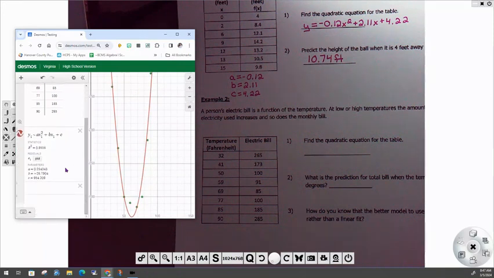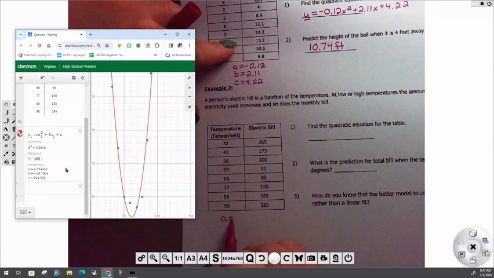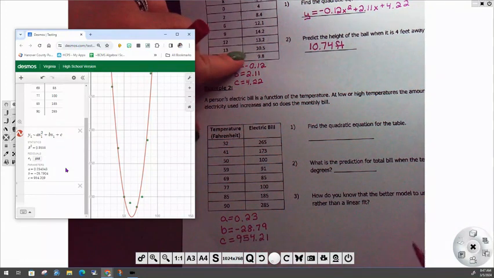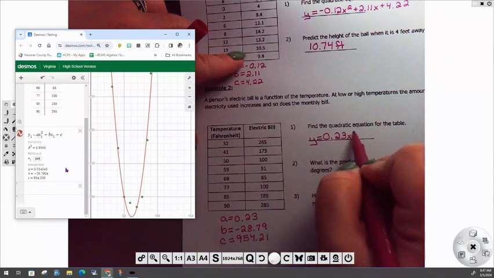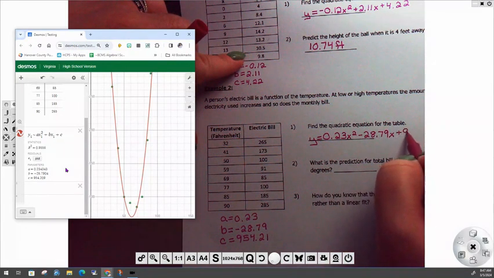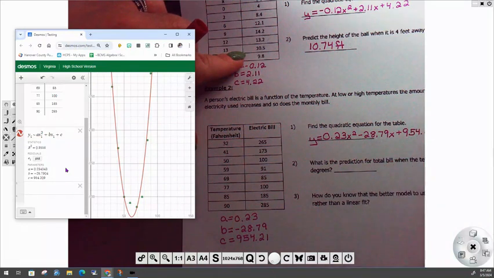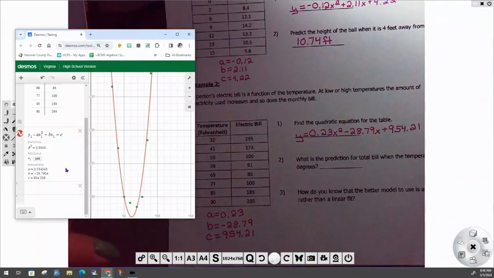So if I go back over here, I can see, let's come down here on my notes, A equals 0.23, B equals negative 28.79, and C equals 954.21. So if I were to write that out, I would say y equals 0.23x squared minus 28.79x plus 954.21. And then it wants to know the prediction for the total bill when the temperature is 80 degrees.